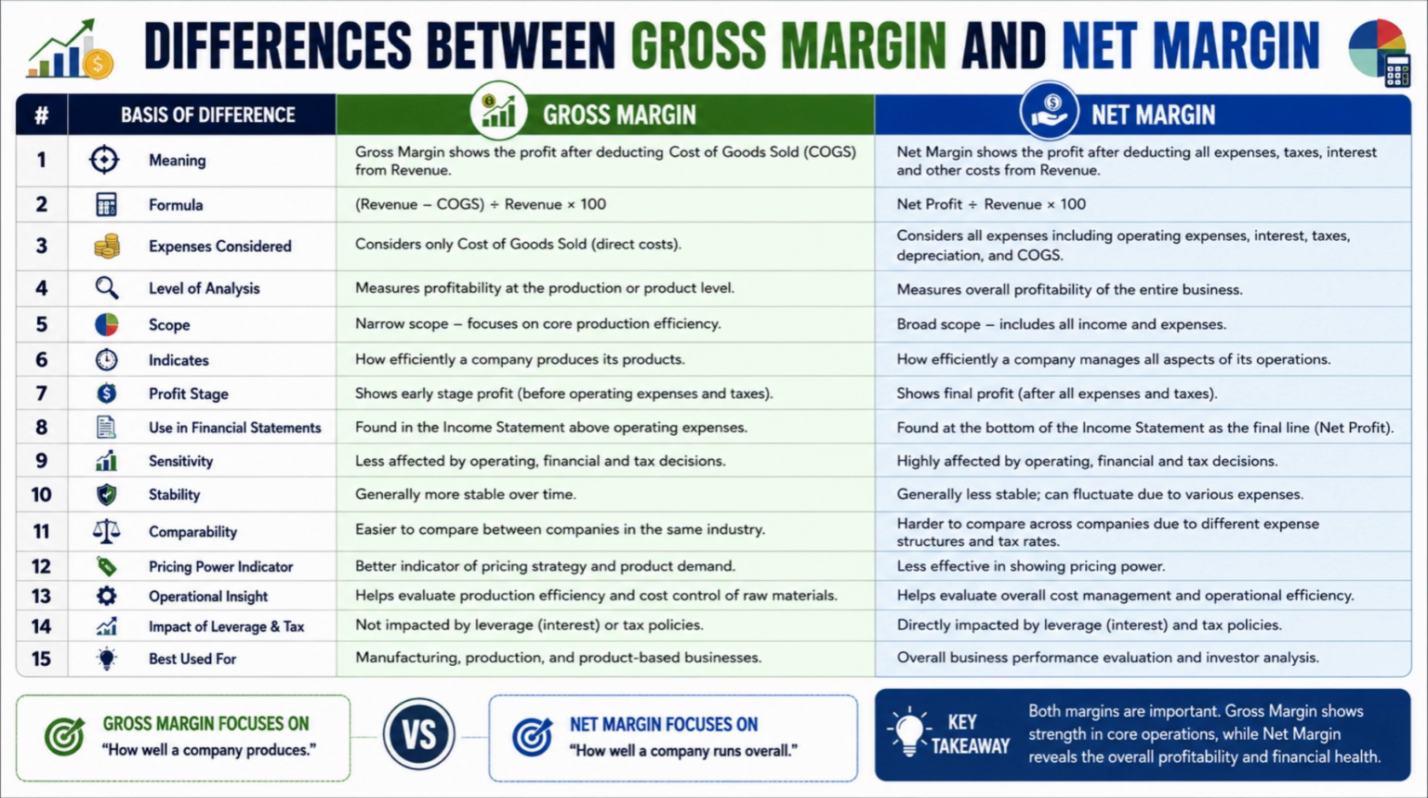Number 15. Gross margin is best used for analyzing manufacturing, production, and product-based businesses, whereas net margin is best used for evaluating overall business profitability and investor performance analysis. To summarize, gross margin focuses on how well a company produces and sells its products, whereas net margin focuses on how well the entire business performs after accounting for every expense. Both margins are important, and together they provide a complete picture of a company's financial health and profitability.